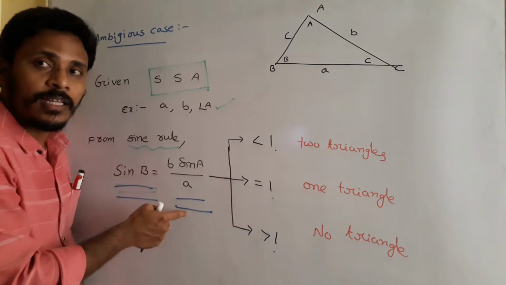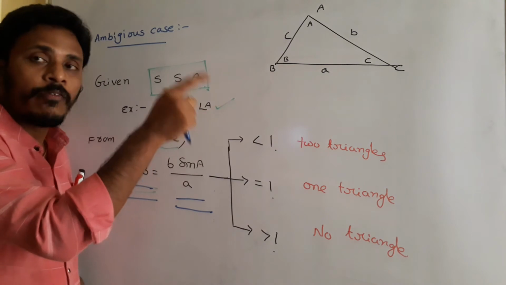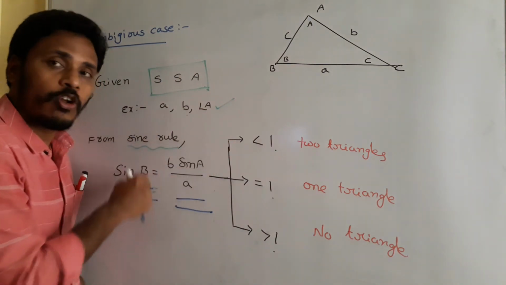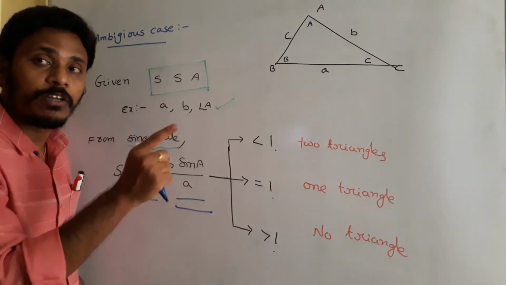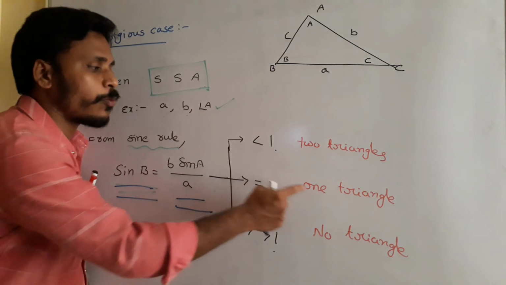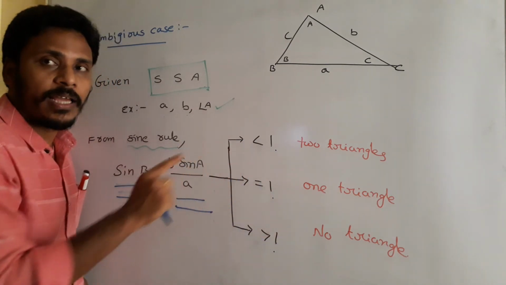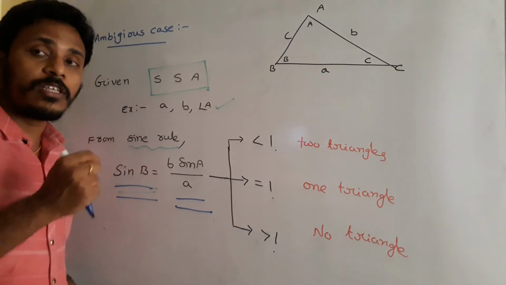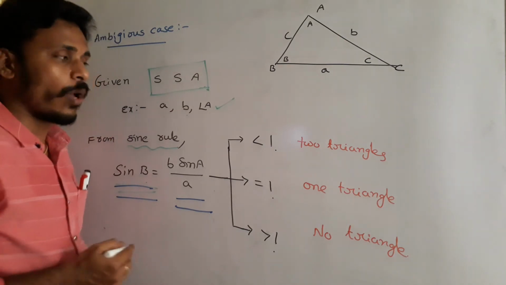Whereas if you calculate this b sin A by a value as 1, see, a, b and angle A are given in the question, we just calculate b sin A by a. If that calculation gives you a number equal to 1, it corresponds to one triangle. And if this number is less than 1, two triangles are possible, because just as I mentioned, if sin B is equal to 1 by 2, angle B has two possibilities, one acute and the other obtuse.